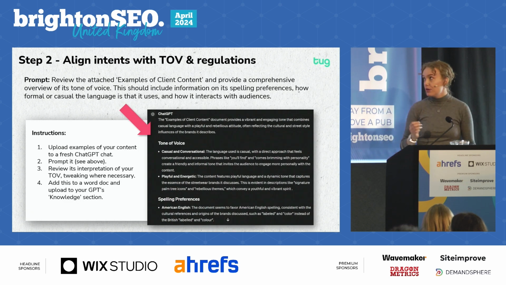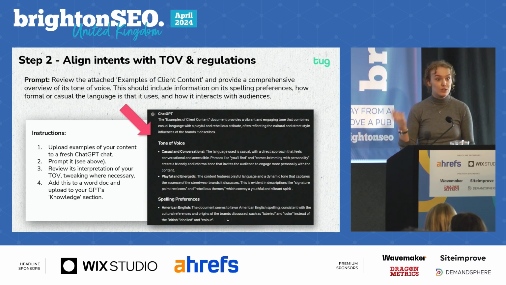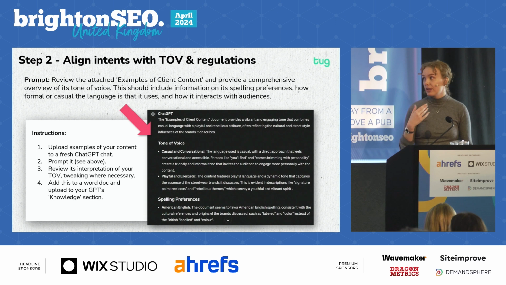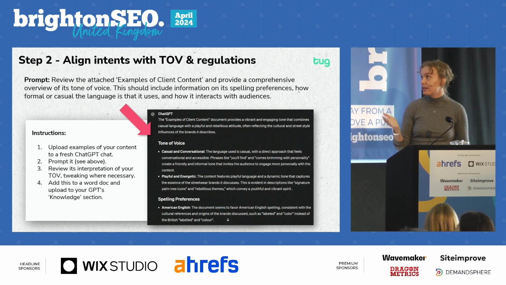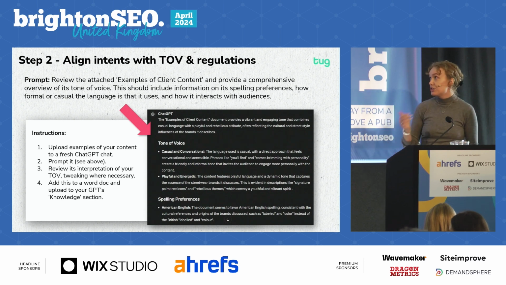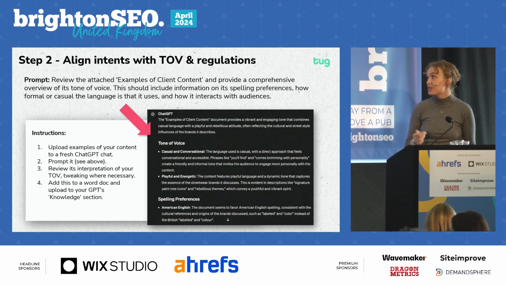And then even if you don't have any tone of voice guidelines, you can quickly create a brief summary of these using ChatGPT. Simply upload your examples of client content that exemplify the brand's tone of voice and prompt it by saying something like, review the attached examples of client content and provide a comprehensive overview of its tone of voice. This should include information on its spelling preferences, how formal or casual the language is that it uses, and how it interacts with its audience.